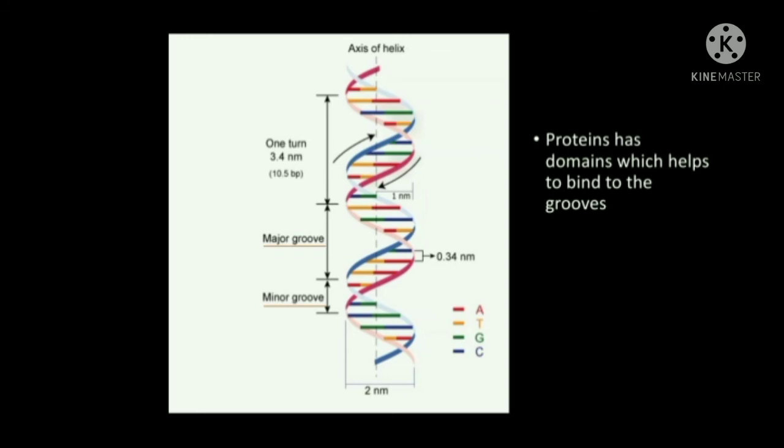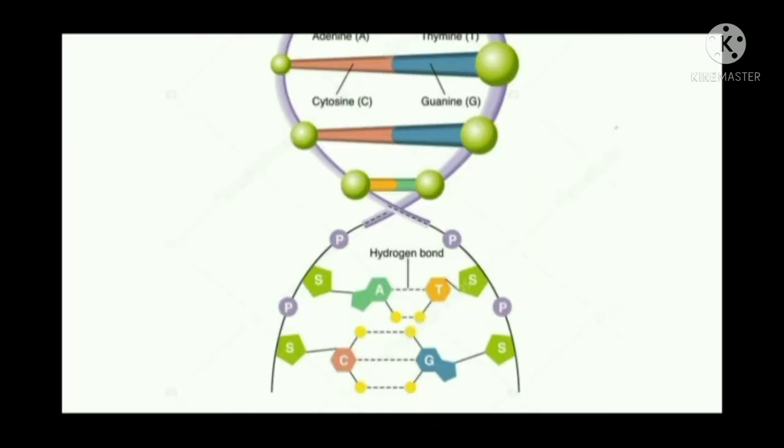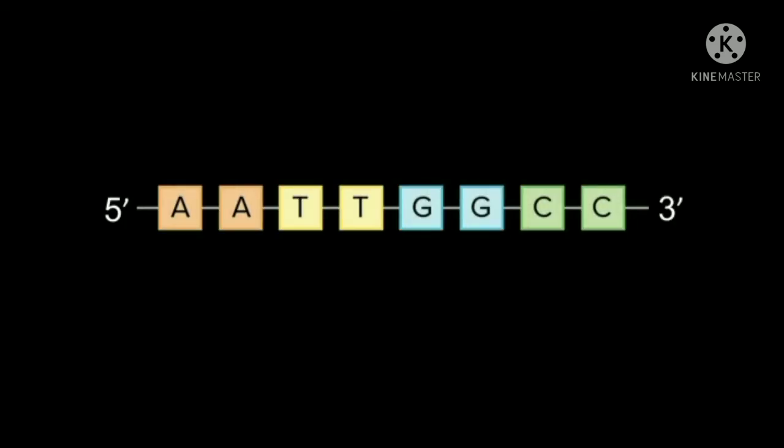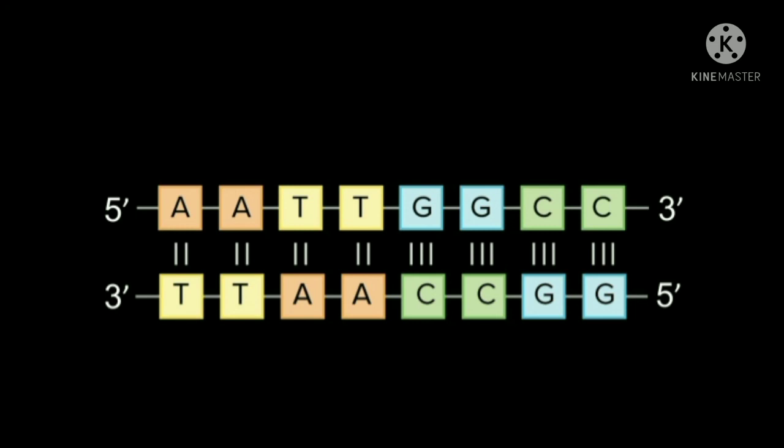On every 10 residues, the double helix makes a turn and it is 3.4 nanometers in length. Because of the adenine-thymine and guanine-cytosine bonds, the two strands have a fixed sequence in relation to one another. So, the two chains of the double helix are said to be complementary to one another. For example, this chain is complementary to the other chain. So these are the important features of DNA.